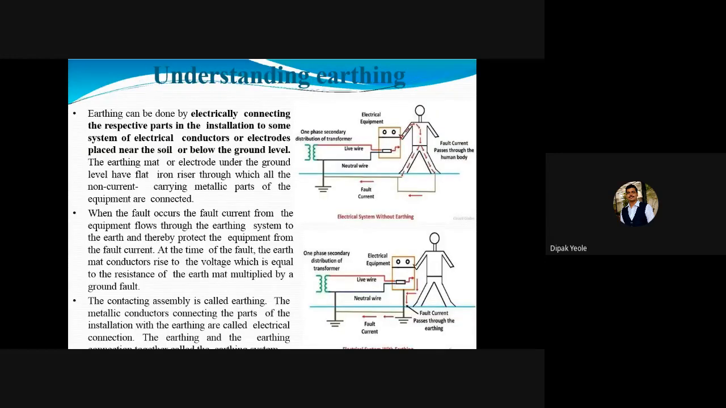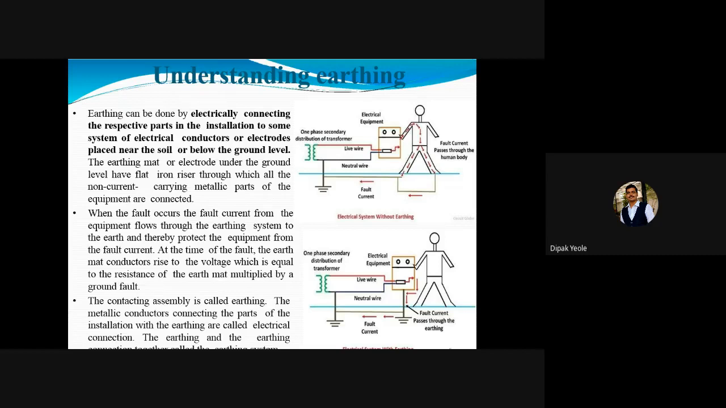After that, we are interested in understanding earthing. So here you can see the picture of an electrical system without earthing. Here the earthing is not connected, and here the earthing is connected. If the earthing is connected and there is a fault, that fault current is going to go through that particular earth. But if the connection is not made, it will enter through the person's body and the person will suffer. Okay, so this is the main interest of the earthing.